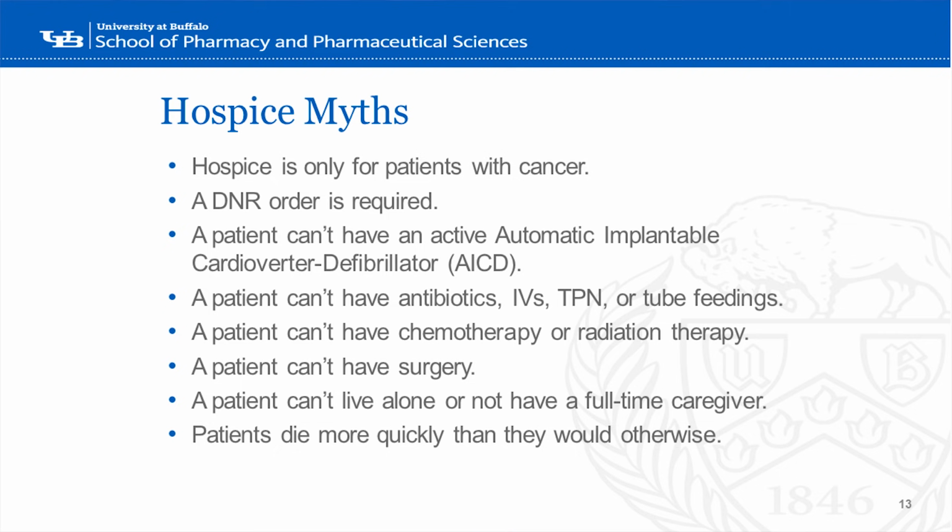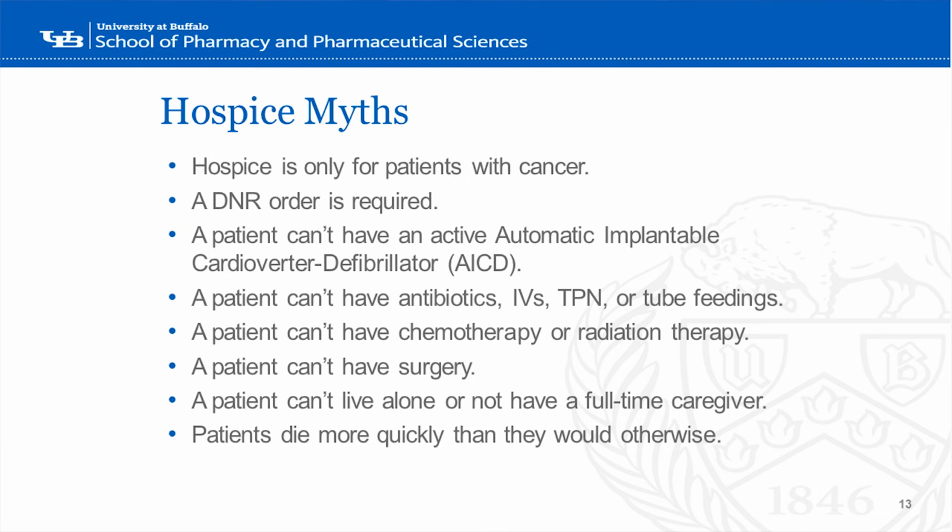Some hospice myths, things that are not true about what is required for a hospice patient. Hospice is only for patients with cancer. No, in fact many of our patients are heart failure, COPD, dementia patients. Again, any terminal illness qualifies for hospice. A DNR order is required. This is not necessarily true, although we encourage patients to have DNR paperwork filled out.